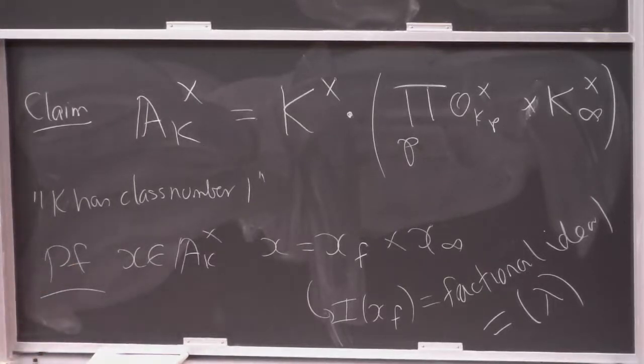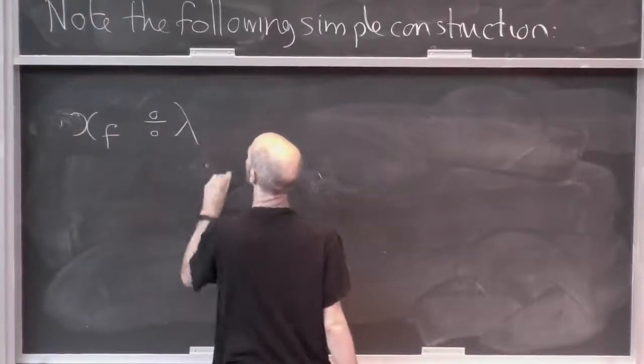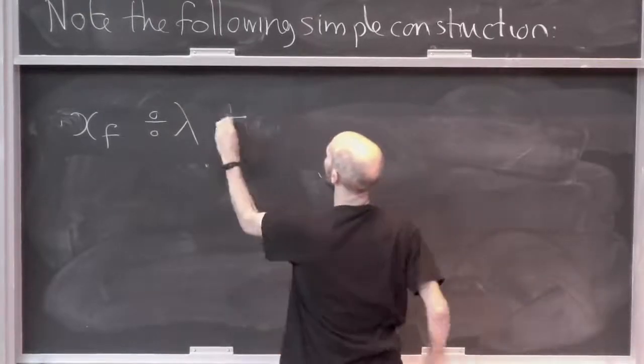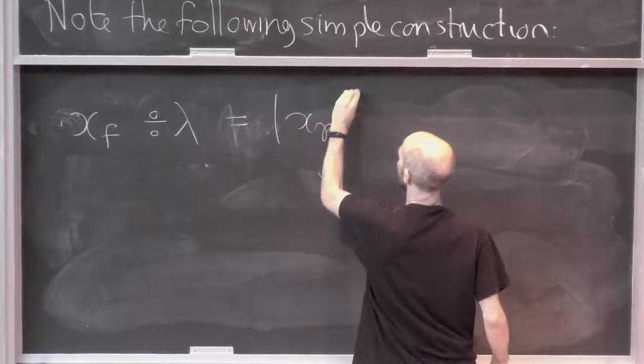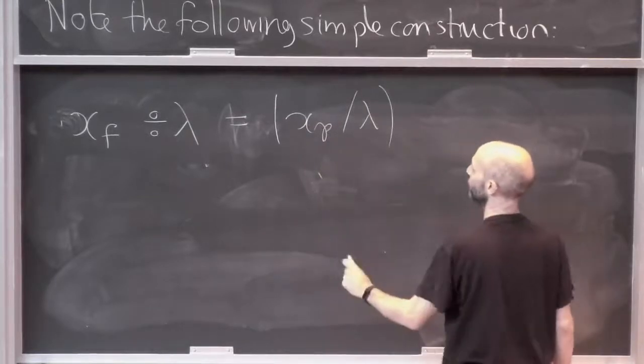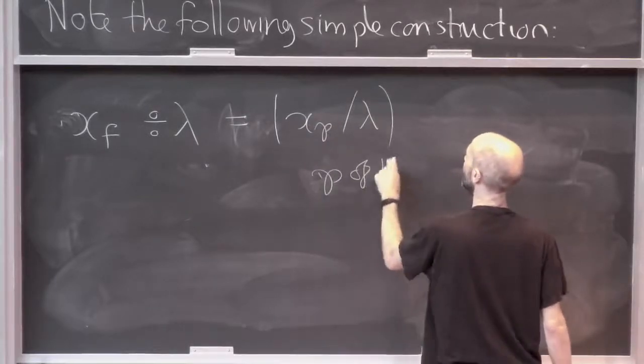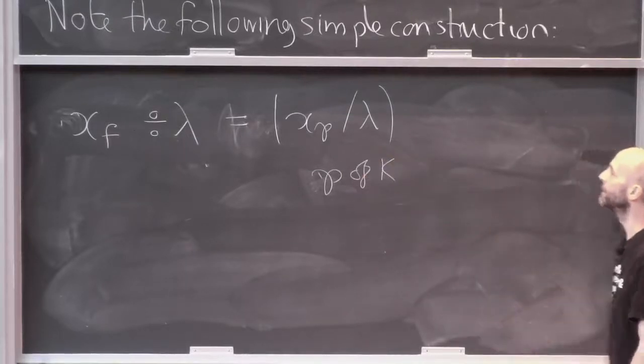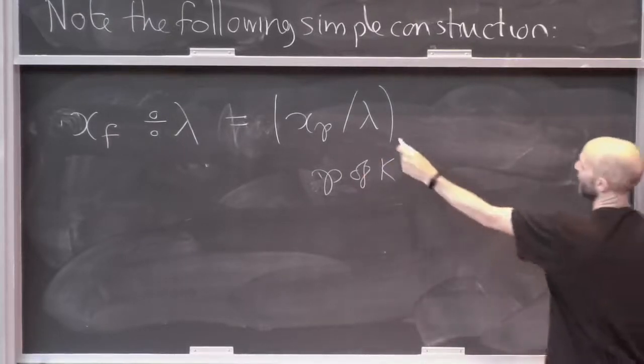So I of xf is a fractional ideal, so it's a principal fractional ideal, so it's generated by lambda, right? And when you think about it, if I look at xf divided by lambda, it has p-adic valuation 0, right? So this is xp divided by lambda, for all primes p of K. That's what a finite idele is. It's just a collection of p-adic numbers. And this has valuation 0, right?